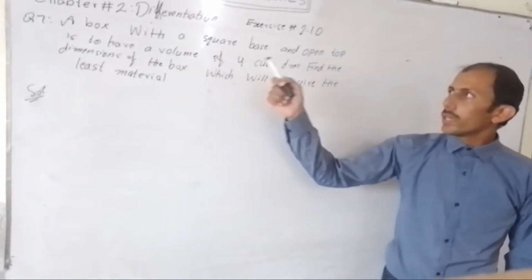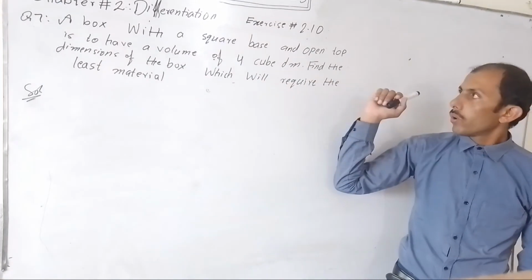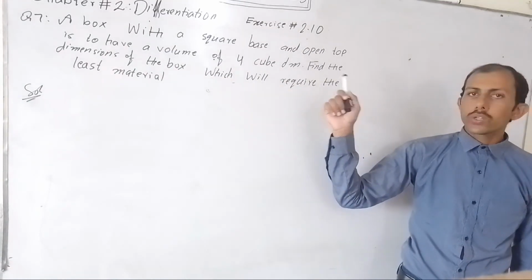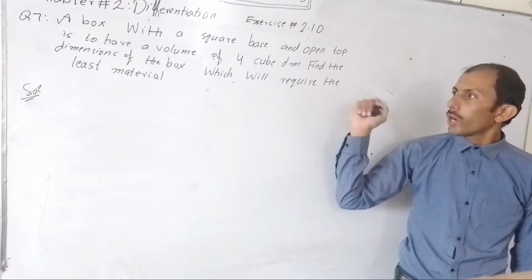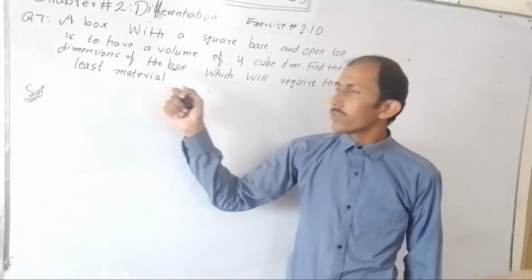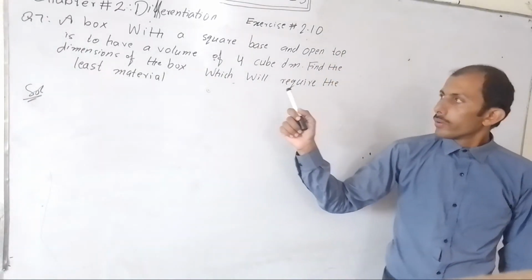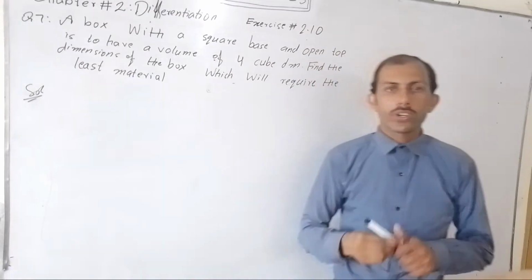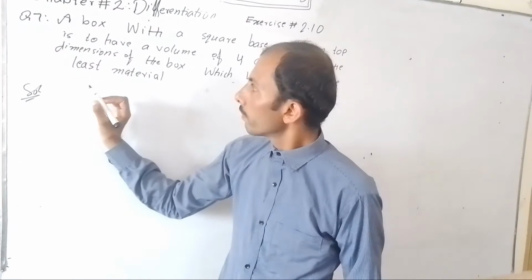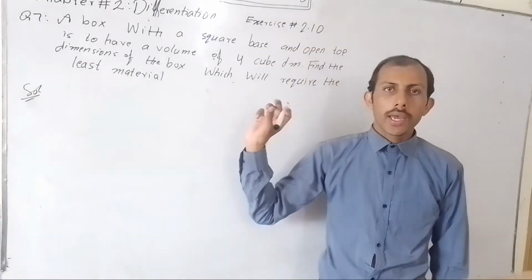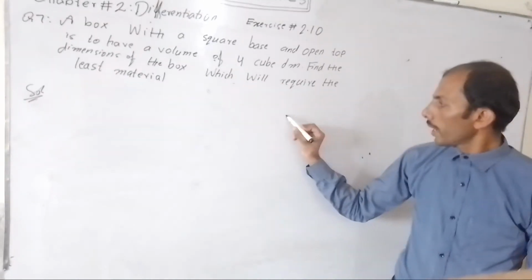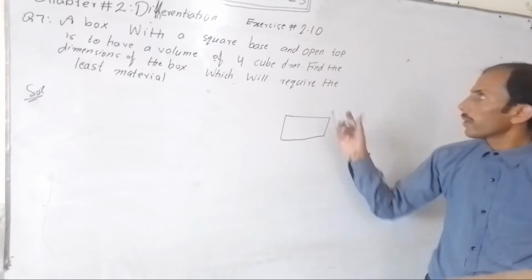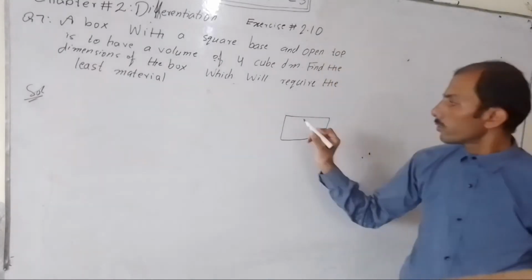A box with a square base and open top is to have a volume of 4 cubic dm. Find the dimensions of the box which will require the least material. First of all, let's suppose we draw a square box that is open at the top.